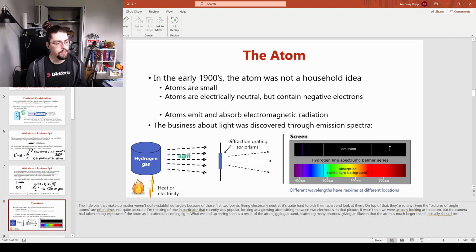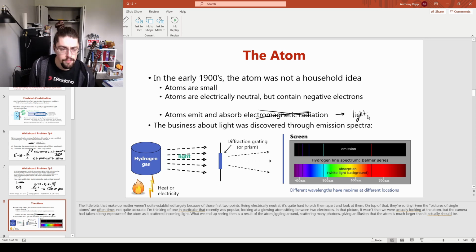But we also had an idea here, kind of assumption, perhaps, that atoms emit and absorb electromagnetic radiation. Which means, that's the nerd way of saying light. They emit and absorb light. How do they do that? Do they have tiny filaments on the inside and somebody flips a switch and suddenly it turns on for just a little while?